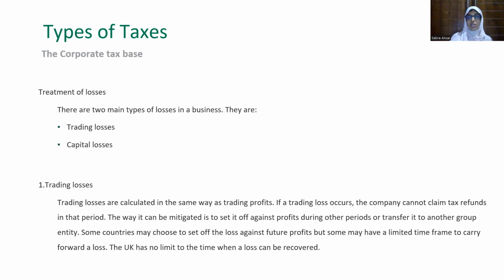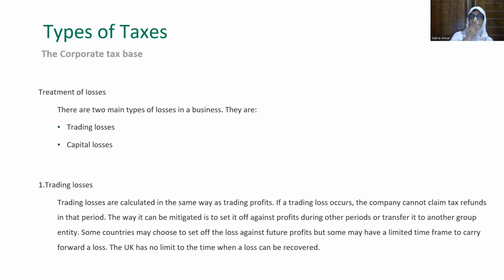So if the trading loss occurs, the company cannot claim tax refunds in that period, and it can basically be mitigated to set it off against profit during other periods, or even to transfer to another group entity, and it may choose to set off a loss against future profit and could have a limited time frame to carry forward a loss, or the UK has no limit to time when a loss can be recovered as well.